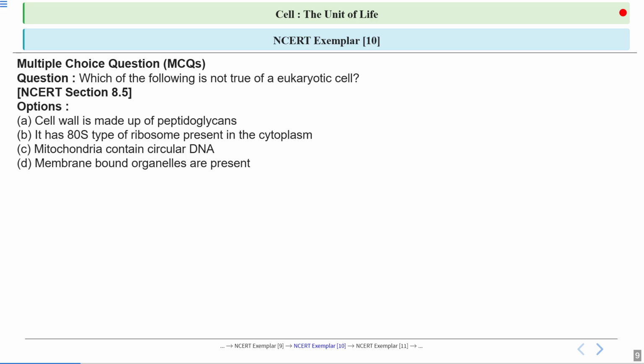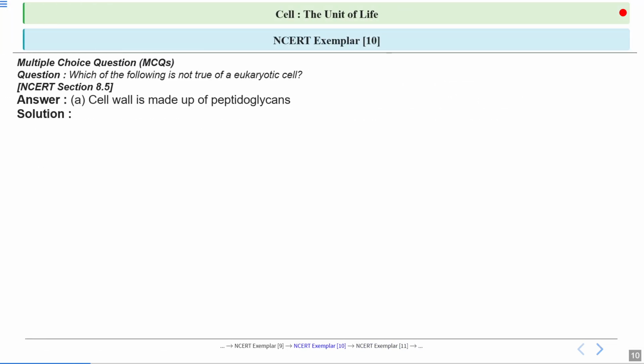Peptidoglycan. So I got many of the answers. Let us see which one is correct. So let us move toward the correct answer. Yes, you all are correct. Very good. A option is correct. Cell wall is made up of peptidoglycan. This peptidoglycan structure we see in the case of prokaryotes. Yes, bacteria. Bacteria is a type of prokaryote, right? So prokaryotic cell wall is made up of peptidoglycan, not the eukaryotic cell wall.